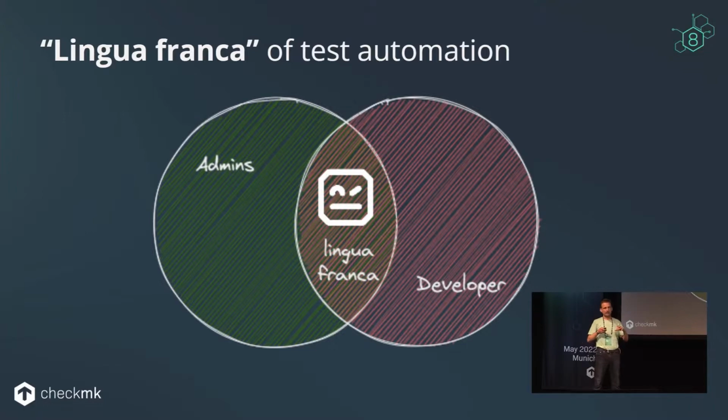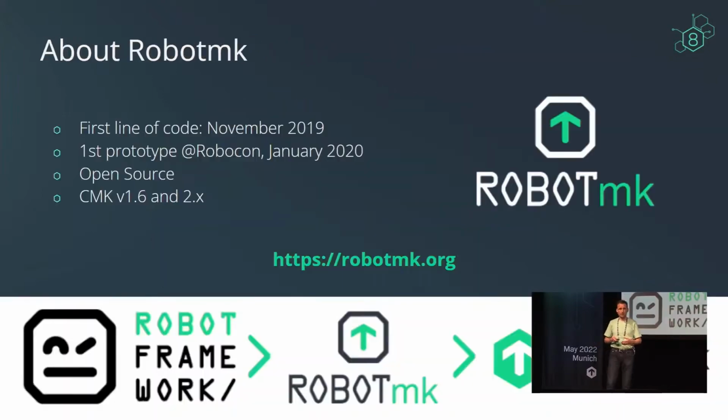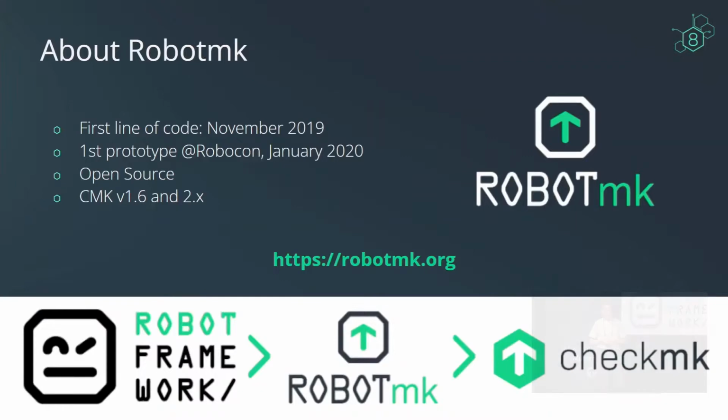So far we have yet only talked about the testing tool, Robot Framework. Testing means to press a button and to get a result. Monitoring means to execute something in regular intervals, get the status and also record the data. I discovered Robot Framework in 2019 and I was searching for an integration into Checkmk and there wasn't any, and so I developed my own, which is called Robotmk.